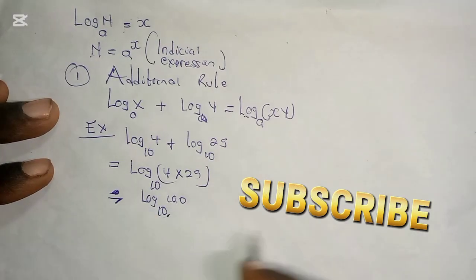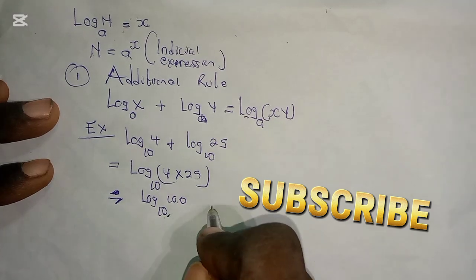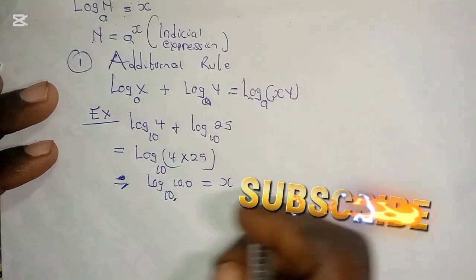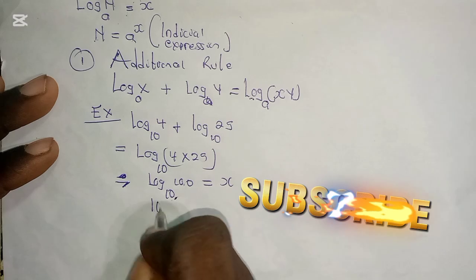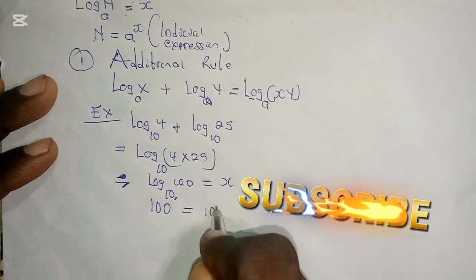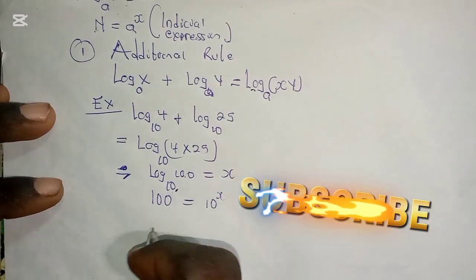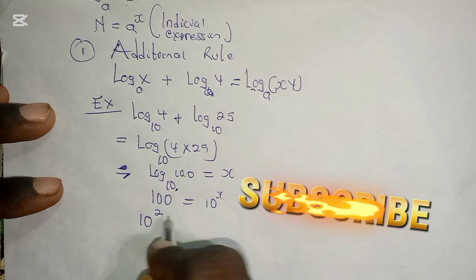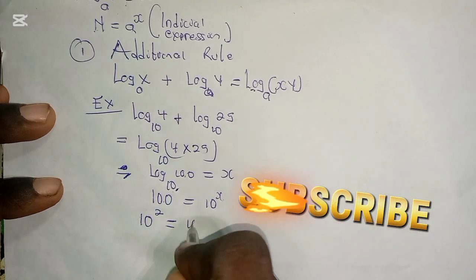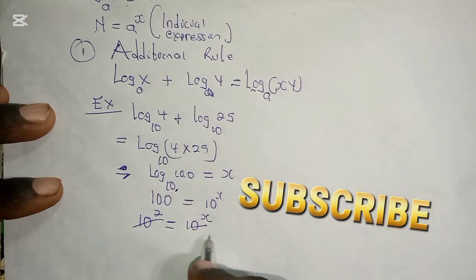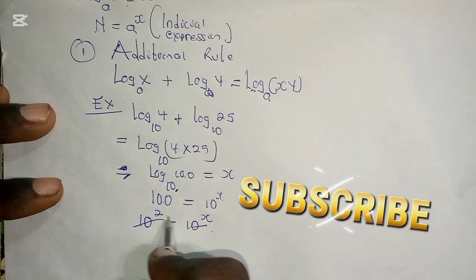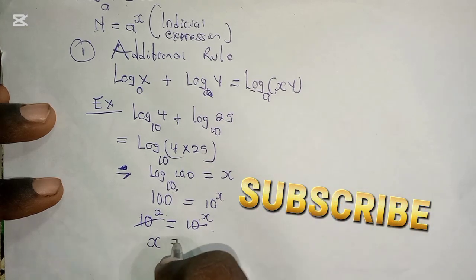Let this be equal to x. When this is equal to x, we have 100 equals 10 raised to the power of x. So equate the base. We have 10 raised to the power of 2, which is 100, equals 10 raised to the power of x. Since the bases are equal, the powers will also be equal. So we have x equals 2.